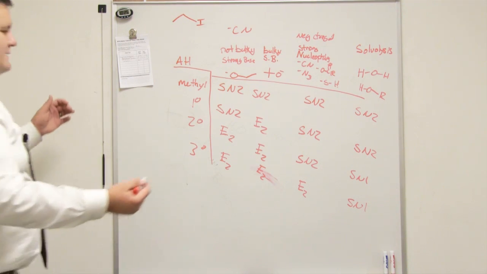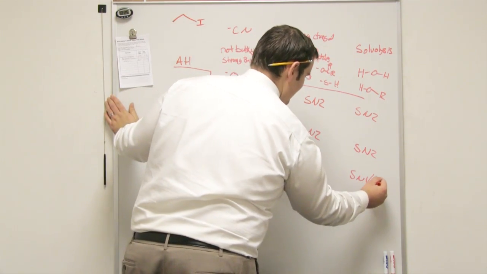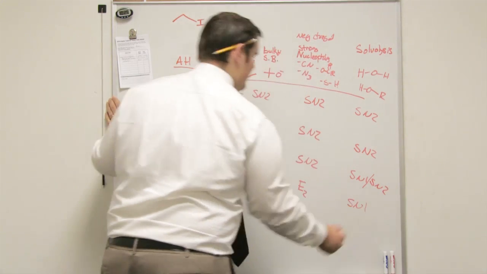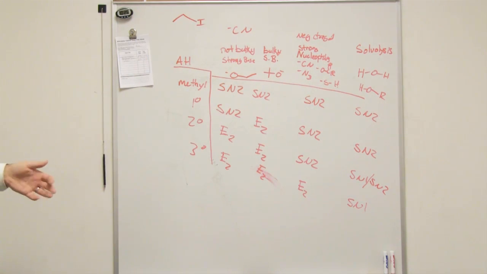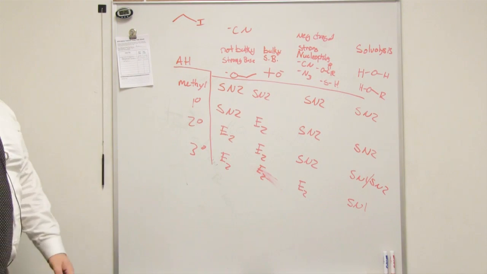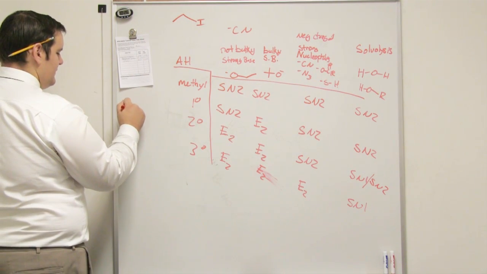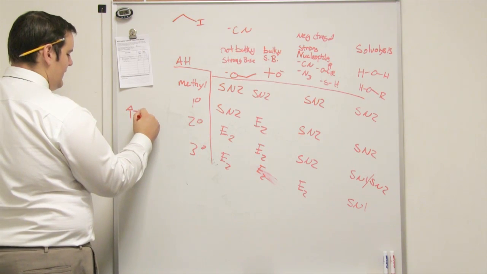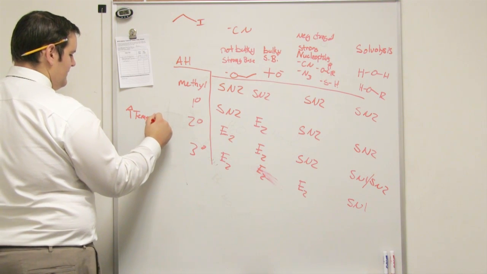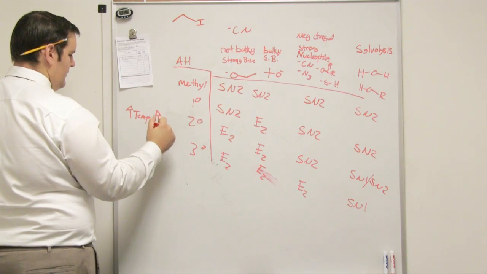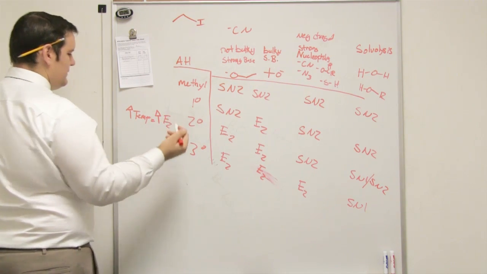In this one, for secondary, it's always tricky. I'd probably say sometimes it might be SN2. Usually, I think for solvolysis, it's usually SN1. But they're never really clear as to which is which. And then if you increase your temperature, what happens? It increases the likelihood of it being E2, right?